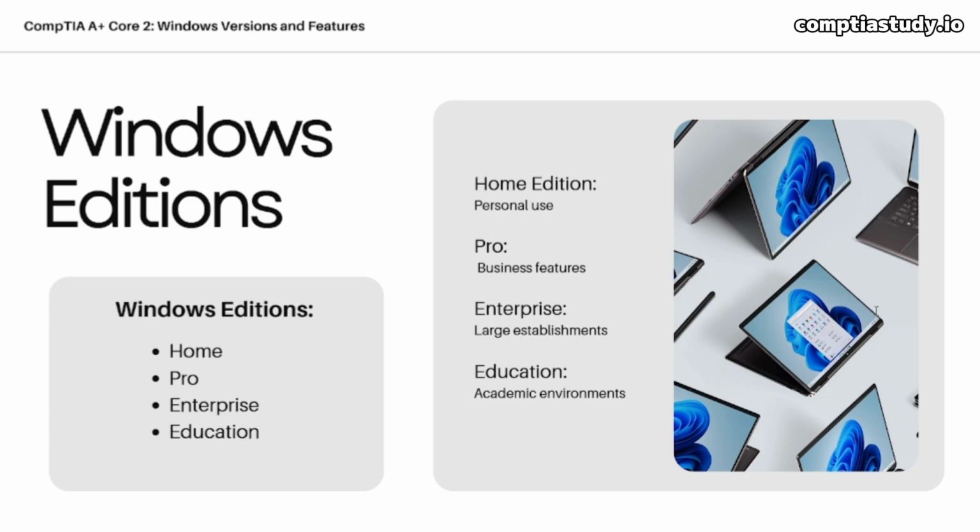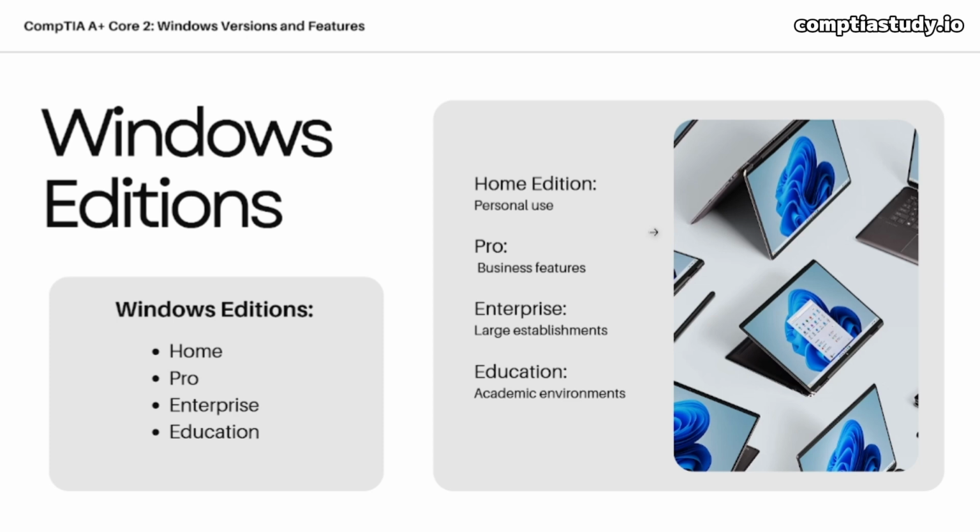And the last version that is touched upon in the A Plus Core 2 would be the Education version, which is very similar to Enterprise, but it's designed specifically for schools, universities, and any other sort of academic institution. You'll often see this edition in computer labs at schools, student laptops, and within campus networks.